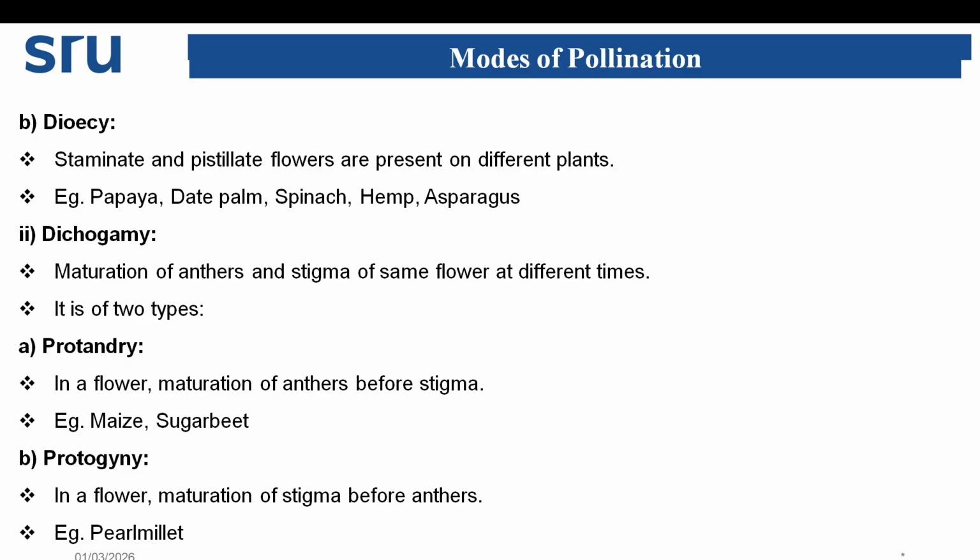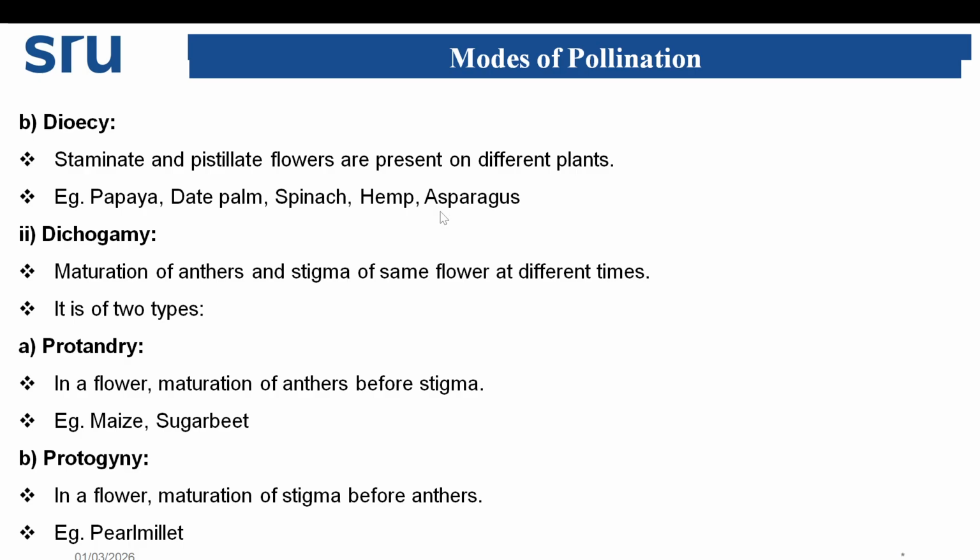The second type is dioicy, that is, staminate and pistillate flowers are present but on different plants. That is, the male plant is separate and the female plant is separate. In those cases, examples are papaya, date palm, spinach, hemp and asparagus.